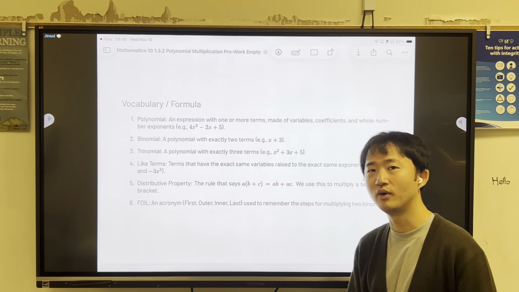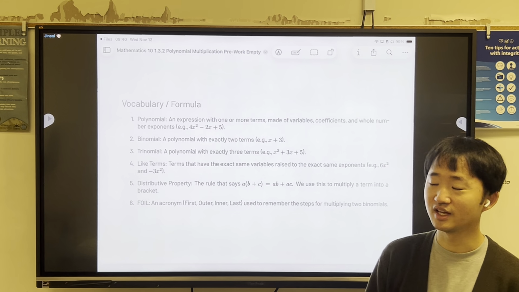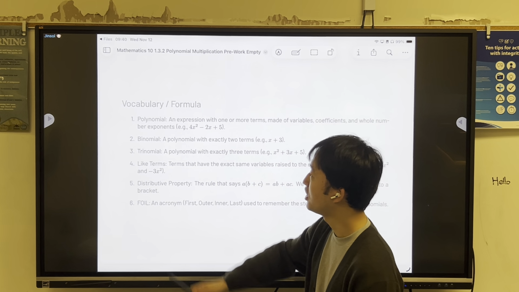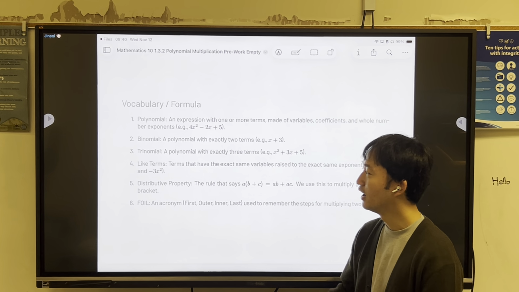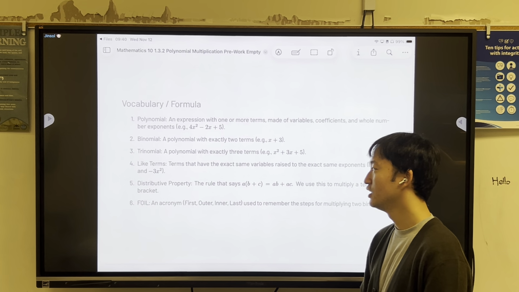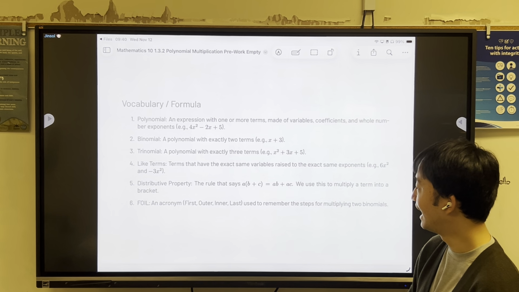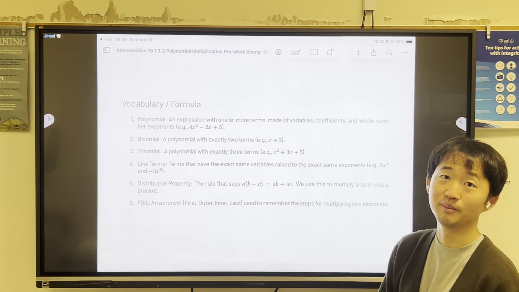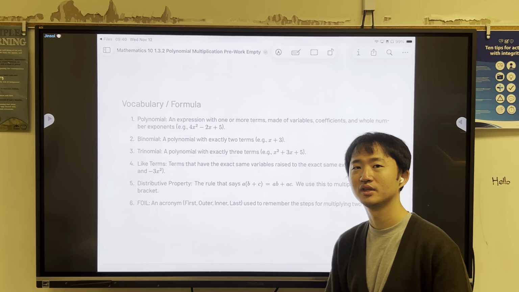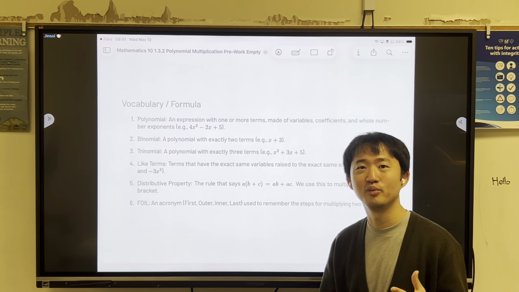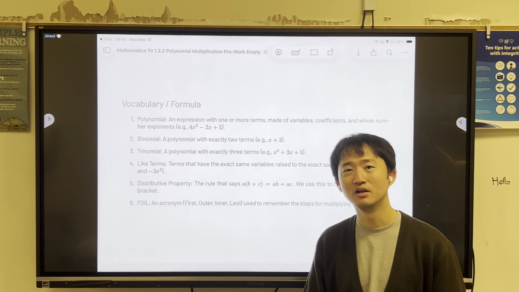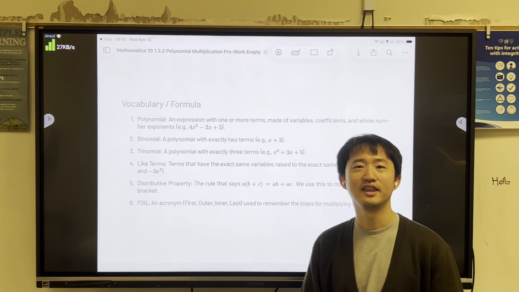So the vocabulary and the formula are quite similar to that of the previous section, polynomial introduction. We're still talking about the polynomial, we're still talking about the binomial and the trinomial, and we still use the distributive property. But then the first one that we talked about was the FOIL. The FOIL, the first, outer, inner, and last acronym to help us memorize the process of multiplying a binomial by a binomial. If you want to do more, the trinomial by a binomial, trinomial by a trinomial, or even 4 terms, 5 terms polynomial, I suggest that you use the area model.